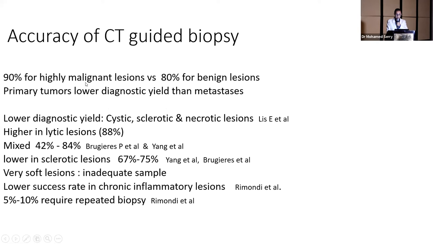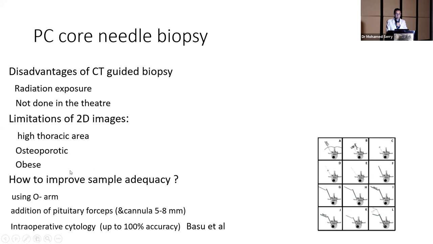It is more sensitive for malignant than benign lesions, with more diagnostic yield in lytic than sclerotic and cystic lesions, and very soft lesions. How to improve sample adequacy: by using OR navigation, directing your needle or forceps in different directions, or adding pituitary forceps to have multiple samples from the affected vertebra.